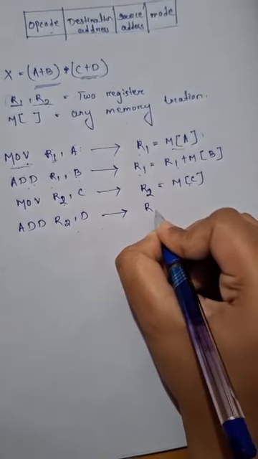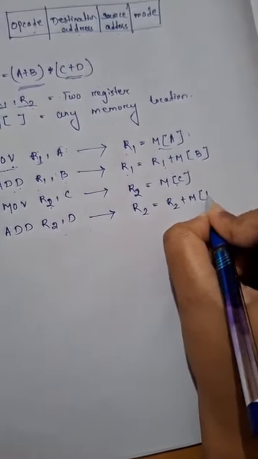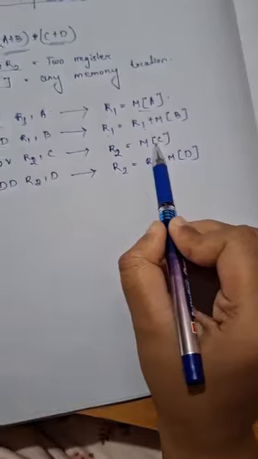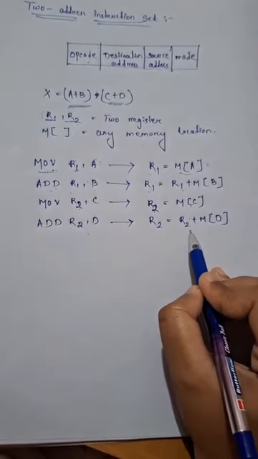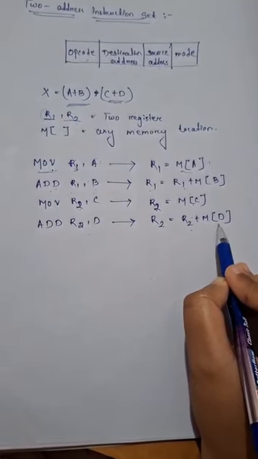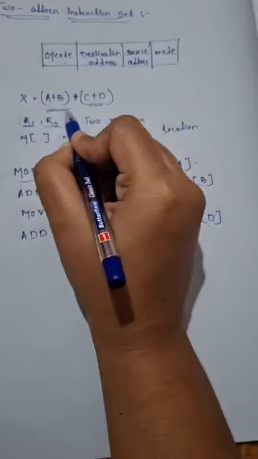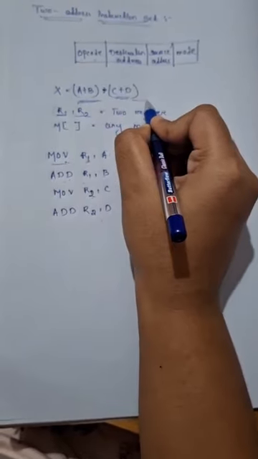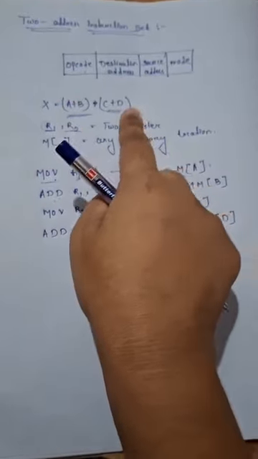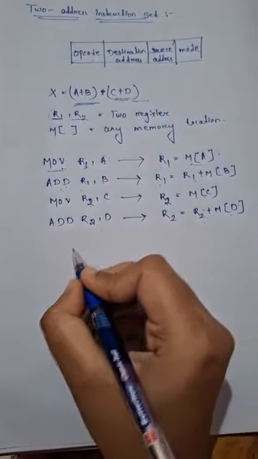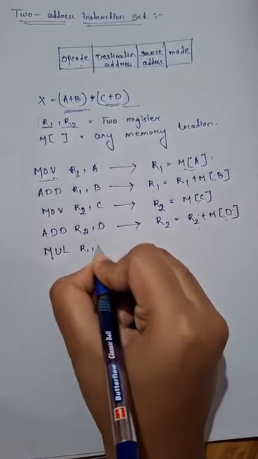Same operation that we performed before, that is ADD R2, M of D, means the value which is stored in R2 will be added with M of D. Then basically this part is completed and this part is completed. Now the final part is the value of this and the value of this will multiply. So perform multiply operation of R1 and R2.